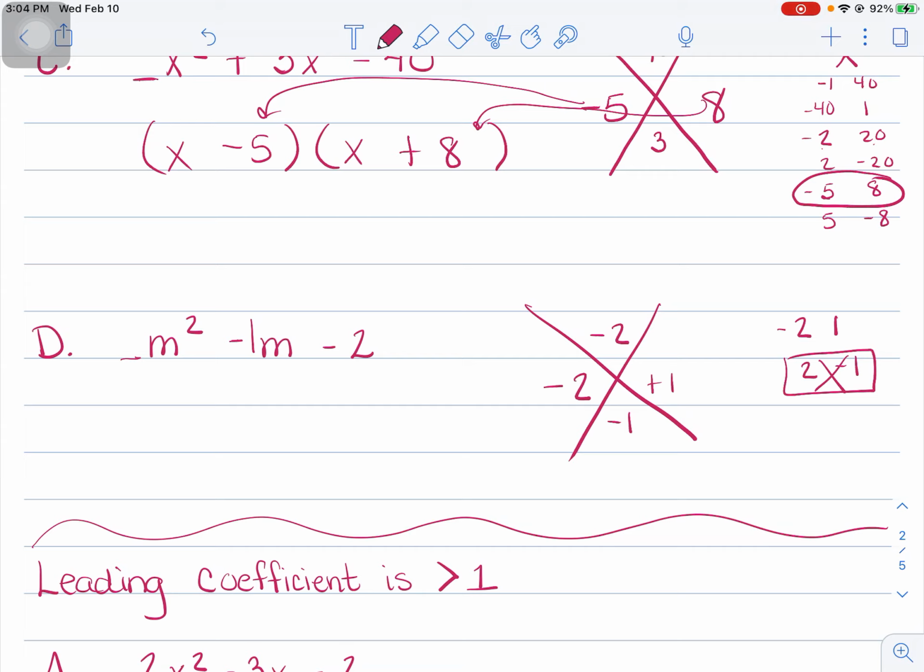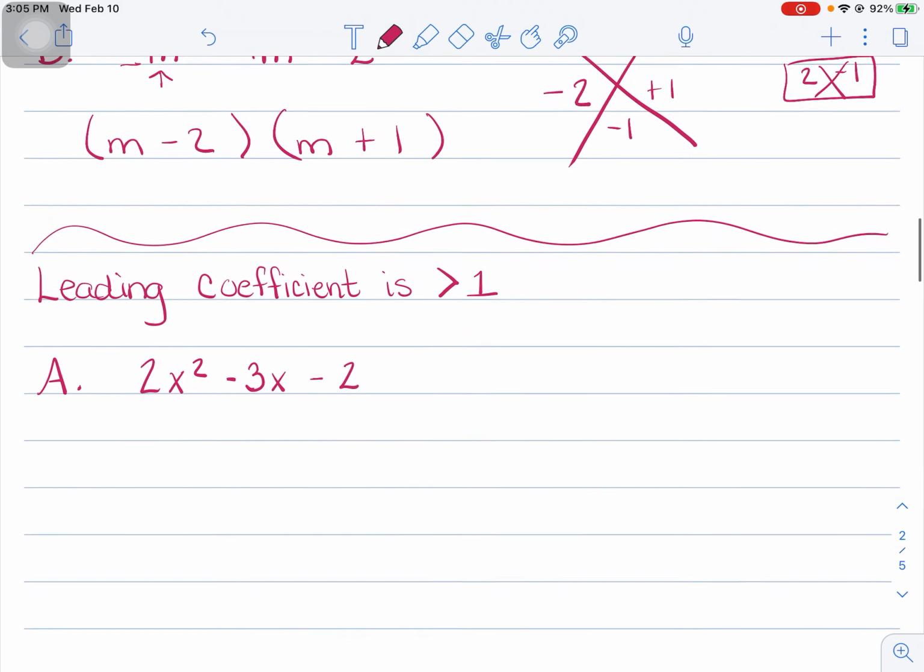And then I just set up my two parentheses. My first term, I split an m and an m. I have a negative 2 and a positive 1, and then I can check myself. Make sure it gets back to where I started.